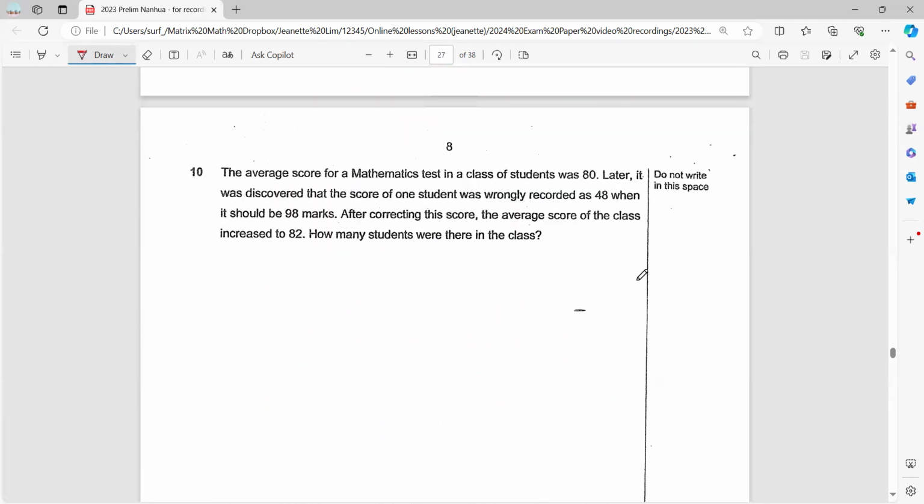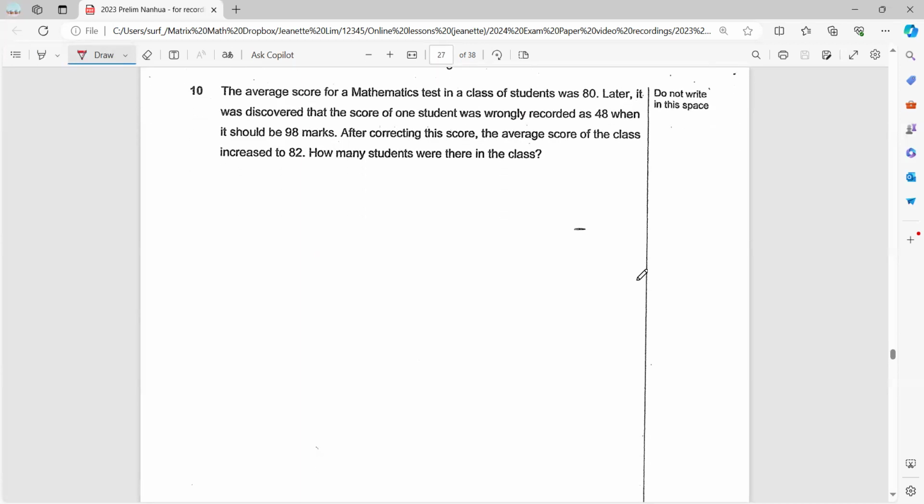Question 10. The average score for a mathematics test in a class of students was 80. Later it was discovered that the score of one student was wrongly recorded as 48 when it should be 98 marks. After correcting the score, the average of the class increased to 82. How many students were there in this class?